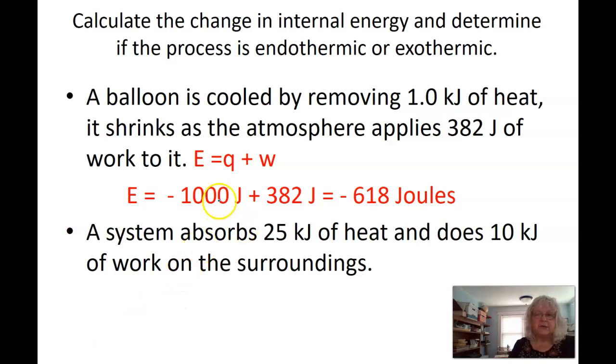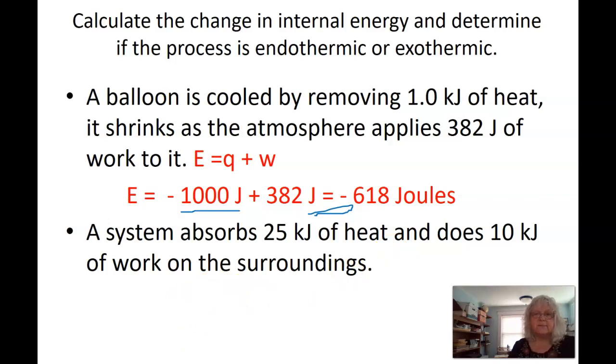So you notice that I changed the Q from 1 kilojoule to 1,000 joules because my units have to match. I can't add joules and kilojoules. Got to have the same units. So minus 1,000 plus 382 joules equals negative 618. So I want you to see if you can do the same thing for this one underneath.